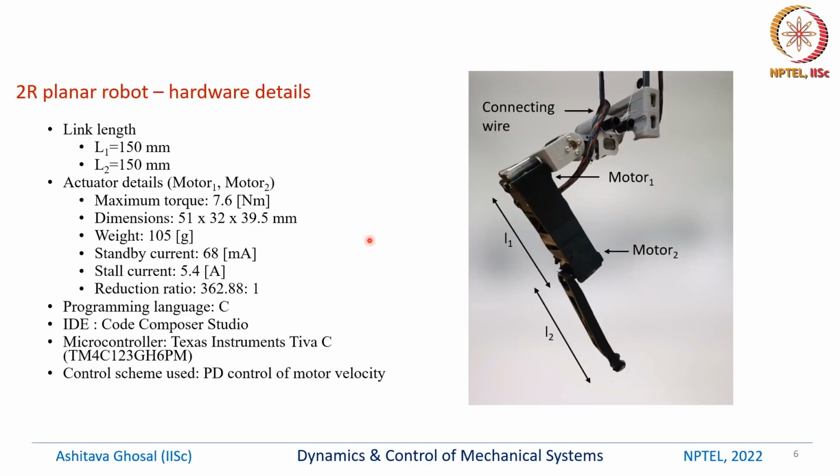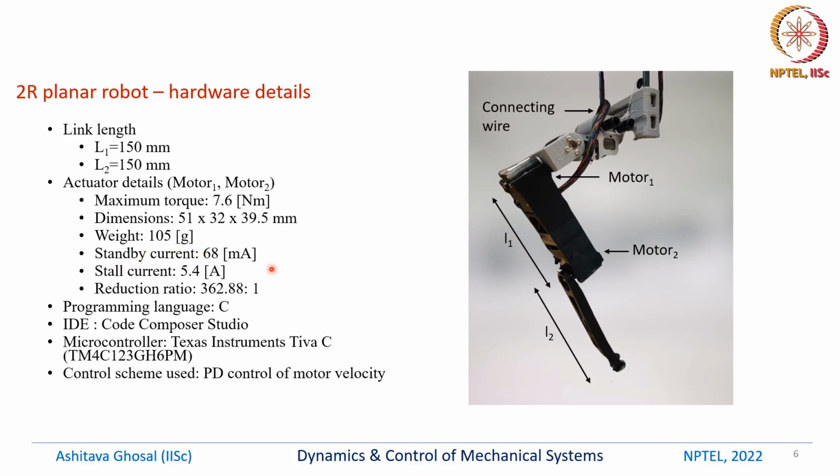Let us look quickly at the details of the hardware which was used for this planar 2R robot, which is the leg of this quadruped. The link lengths L1 and L2 are 150 millimeters. The two motors have a maximum torque of 7.6 Newton meter. The dimensions of these motors are 51 by 32 by 39.5 millimeters. The weight of each motor is 105 grams.